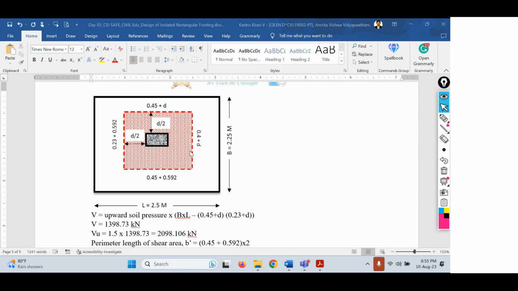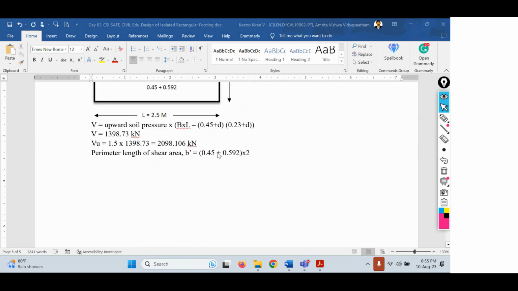Let me do that. So 0.45 plus 0.592, into 2. Into 2 is because we are getting along two sides. So that's why I'm making it this way.